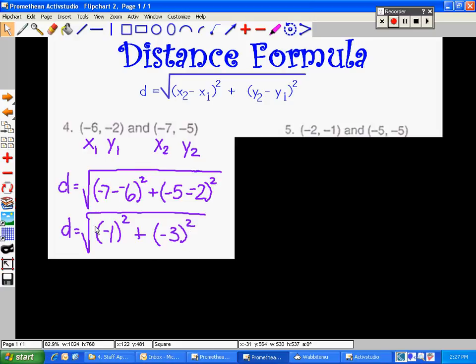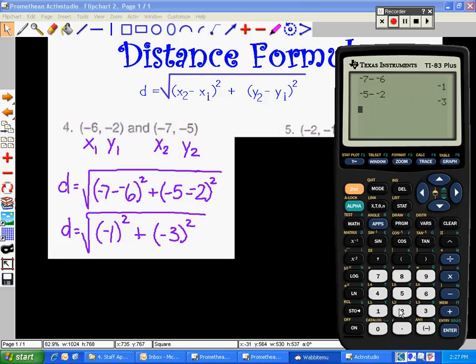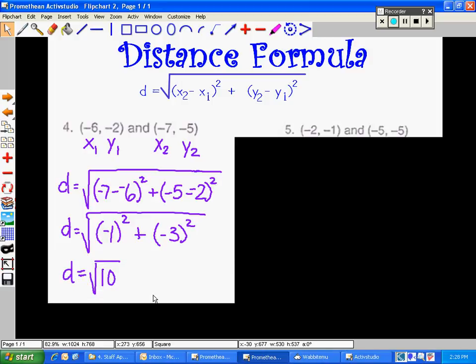I then simplify underneath the square root. I type in my calculator, parentheses, very important to put parentheses, -1 squared plus parentheses -3 parentheses squared, and I get 10. So this simplifies to the square root of 10.